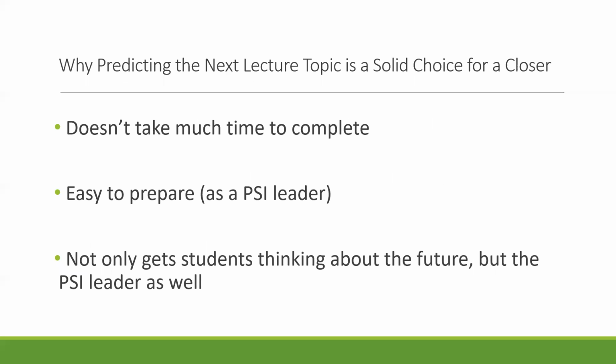And so why do I think that predicting the next lecture topic is a solid choice for a closer in particular? It's because it doesn't take much time. And as I mentioned within my main body activity video, the main bodies can take a lot of time. The openers don't really take much time. They usually fall within that 5 to 10 minute period, typically below 10 minutes. It's usually more towards the 5-minute period.